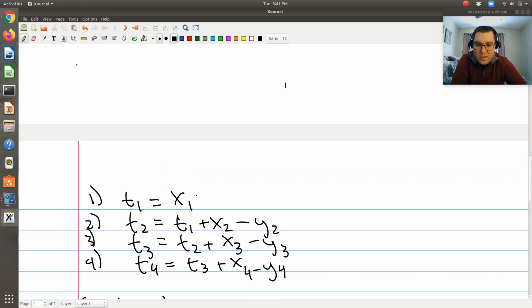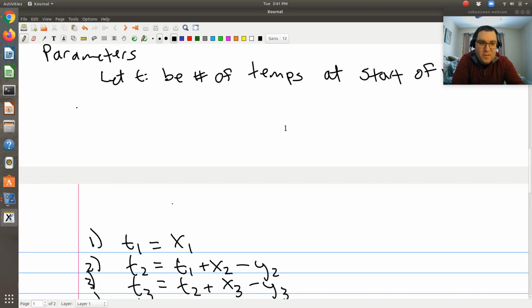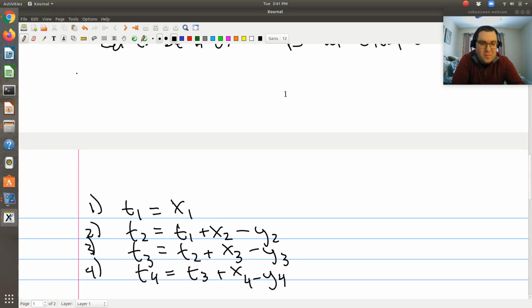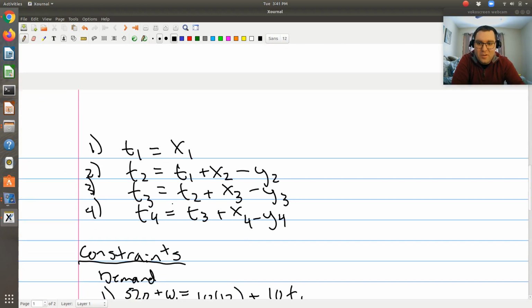If I were to include W1, I'd have T1. I don't start with any, so I'd have X1 minus Y1, which would then allow for us to have a negative number of temps. So I'd want to make sure that the number of temps in a given month was greater than or equal to 0. But these are parameters, and that's something we can check in our solution. T1, T2, T3, and T4 should all be greater than or equal to 0. You can't have a negative number of temps.